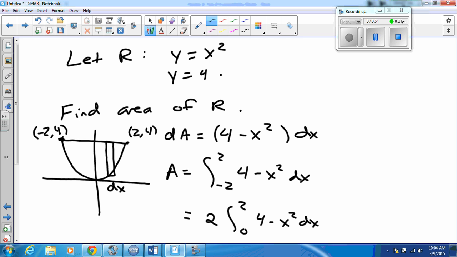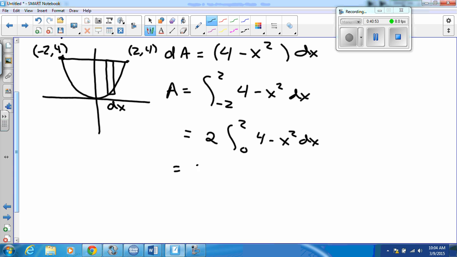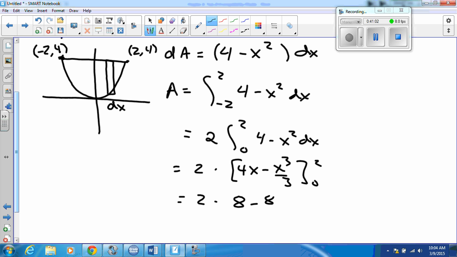And here again we have symmetry, so it makes sense for me to integrate from 0 to 2 and double it. So that I get 32/3 as my final area.